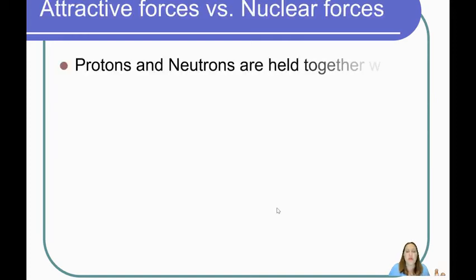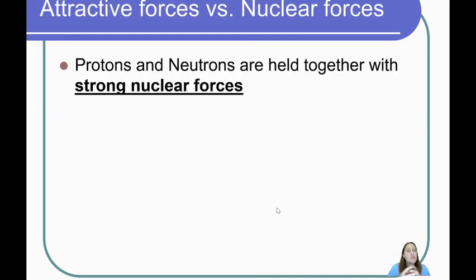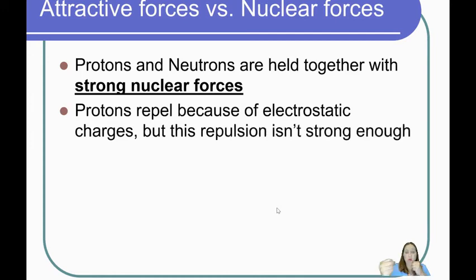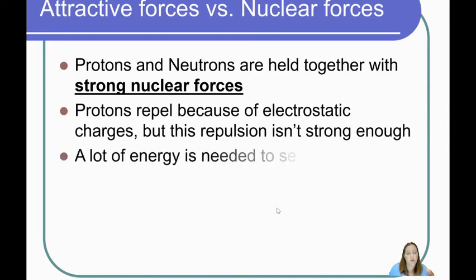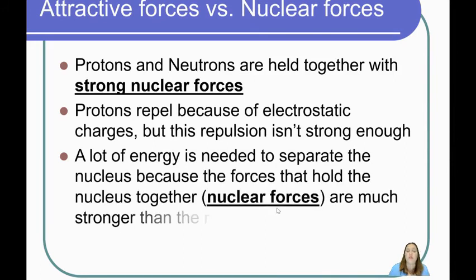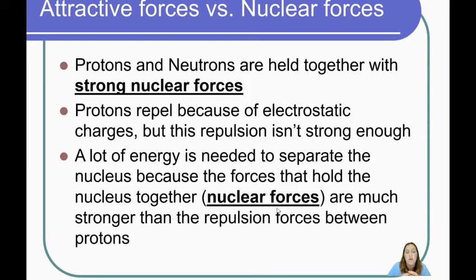So something to think about when you're talking about these forces is protons and neutrons are going to be held together with your strong nuclear forces, okay? Now, if you think about it, protons are going to repel each other, right? Because of electrostatic charges. But the repulsion is not strong enough to overcome that strong nuclear force. A lot of energy is actually needed to separate the nucleus, and this is because the force that holds the nucleus together, your nuclear forces, are going to be much stronger than the repulsive forces between the protons. Okay, so your strong nuclear force is going to be super strong.